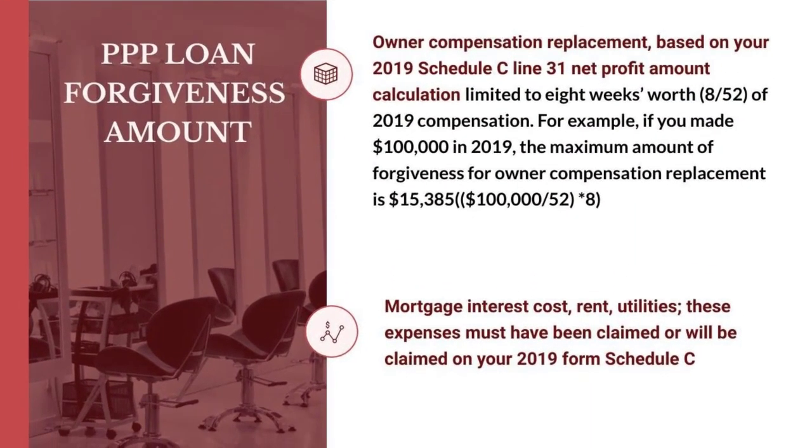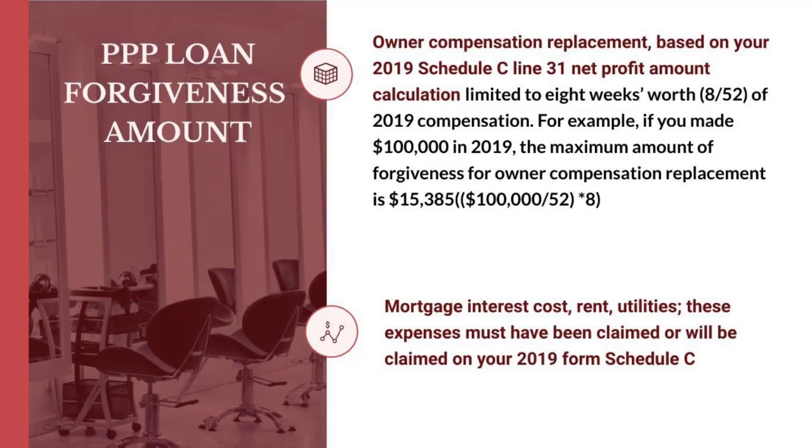The next thing is the PPP loan forgiveness amount. So how much of this loan is going to be forgiven? So let's say you received the $20,833. The question now becomes, how much of that is forgiven? Okay, so owner's compensation replacement. That means paying yourself based upon your 2019 Schedule C, limited for an 8-week period. So what you pay yourself based upon your net income from 2019 is forgiven for an 8-week period.